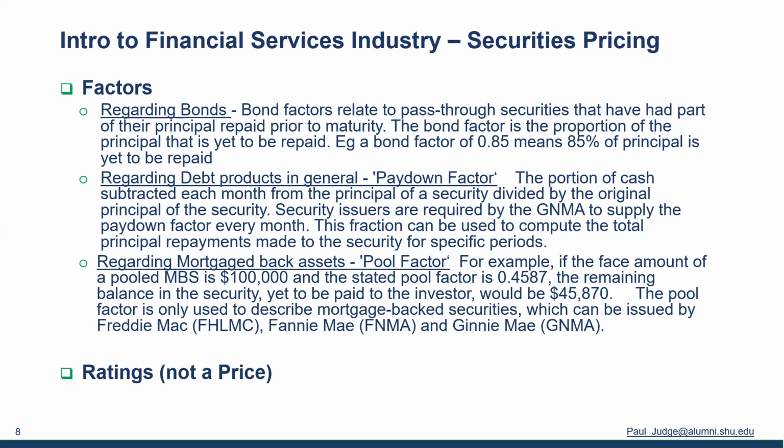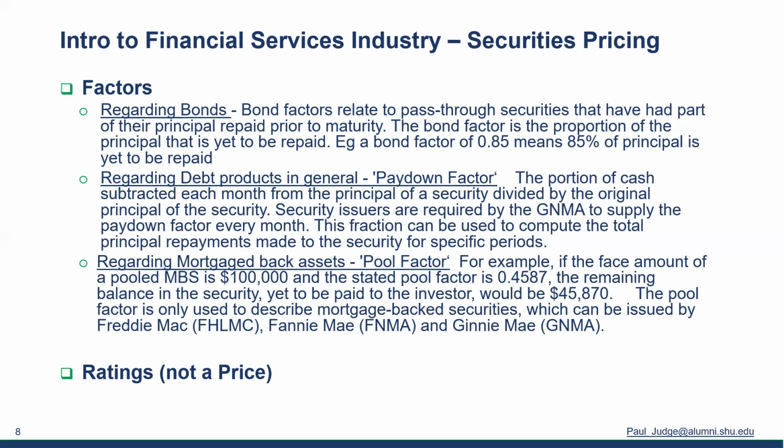So the factor is used for calculating, if I have a bond, and whether it's a zero coupon bond or it's a coupon bond, what is left in value in this instrument, right? And again, this gets really important when we're talking about the pay down for debt in general, but with mortgage-backed securities, this becomes very complicated. So let's talk about mortgage backs.